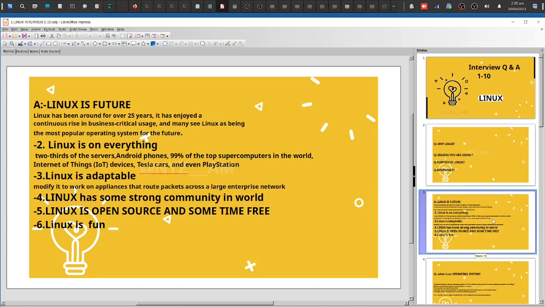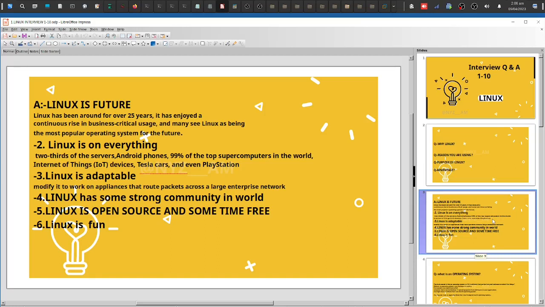Why Linux? I mentioned a couple of points that I gathered from many places. You can add more if you want to, and you can also add in the comments what other things we can add about Linux. Linux is the future. It has been around for the past 25 years, and it will be with us in the coming years, because that much potential is there for Linux. People enjoy using Linux, the commands and everything.